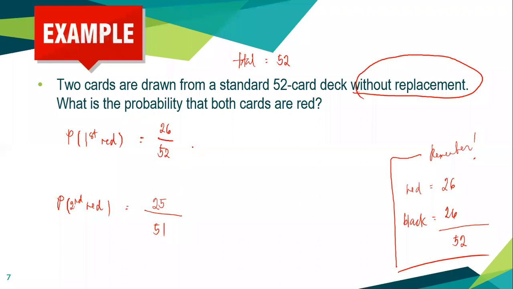So these two, you just multiply them, and that will give us 26 over 52 times 25 over 51 is 25 over 102. And that is your answer.